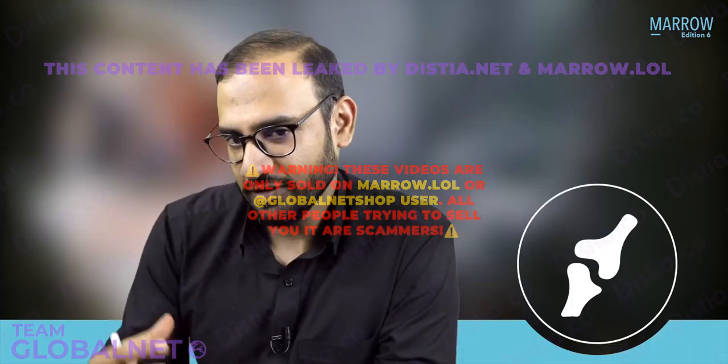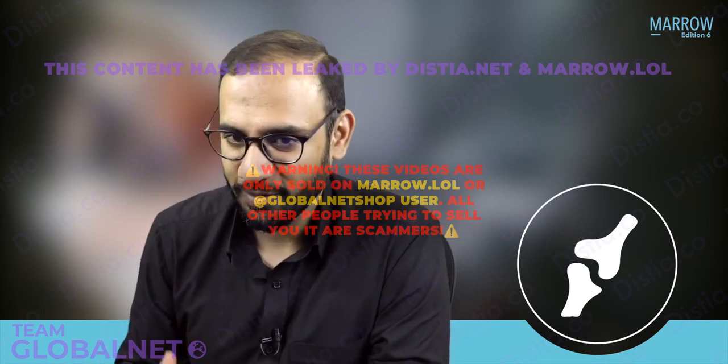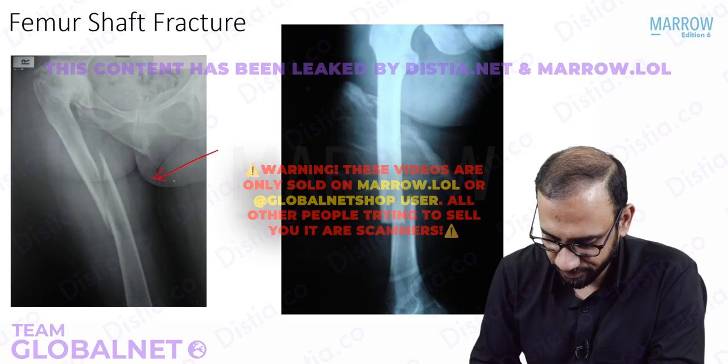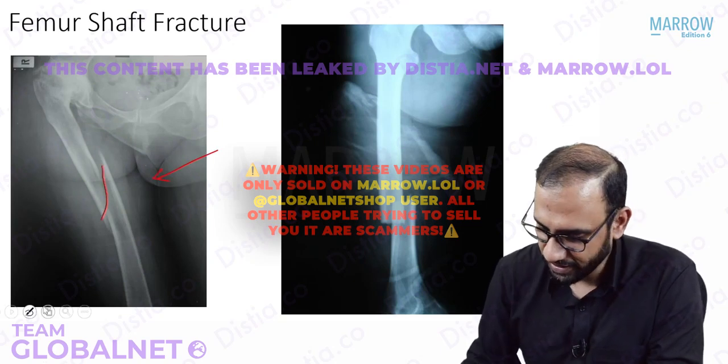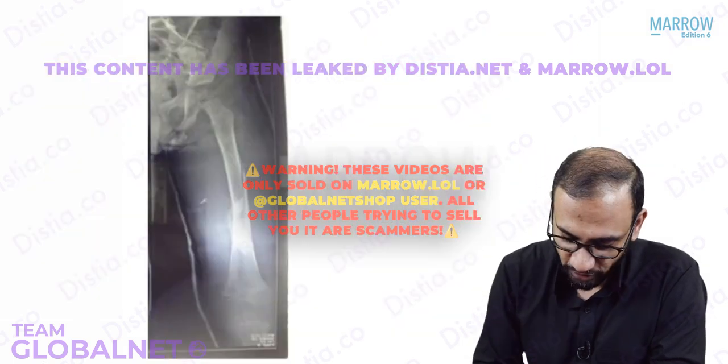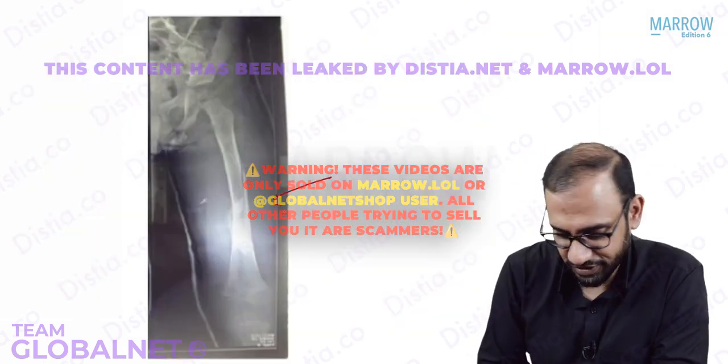Now, continuing distal from proximal femur, we are talking about shaft of femur fractures now. This is an X-ray of an adult patient with a shaft of femur fracture. This is also an X-ray of an adult with a shaft of femur fracture. And in contrast, this is an X-ray of a child with a shaft of femur fracture.